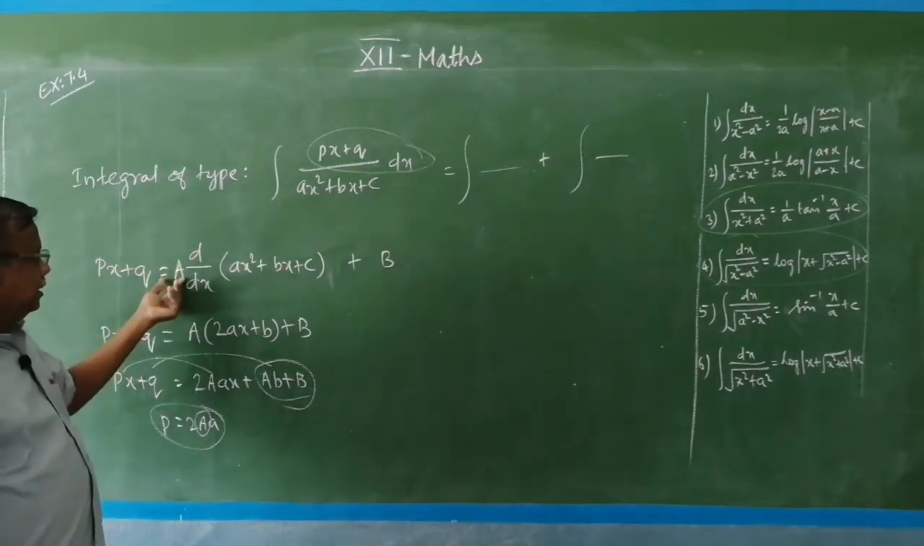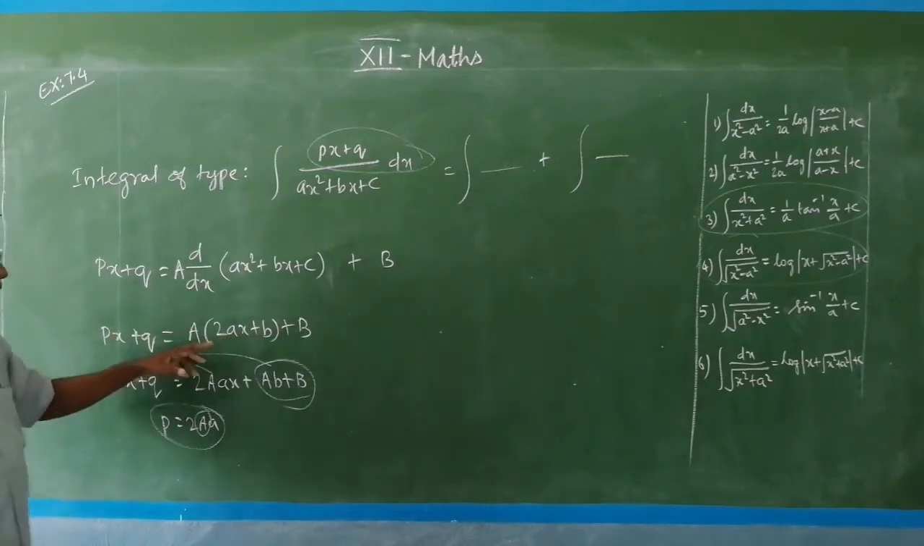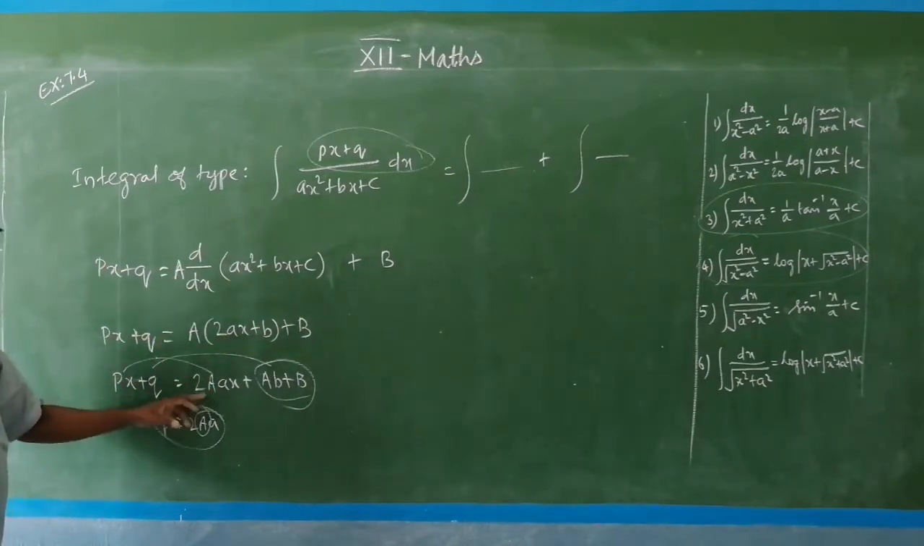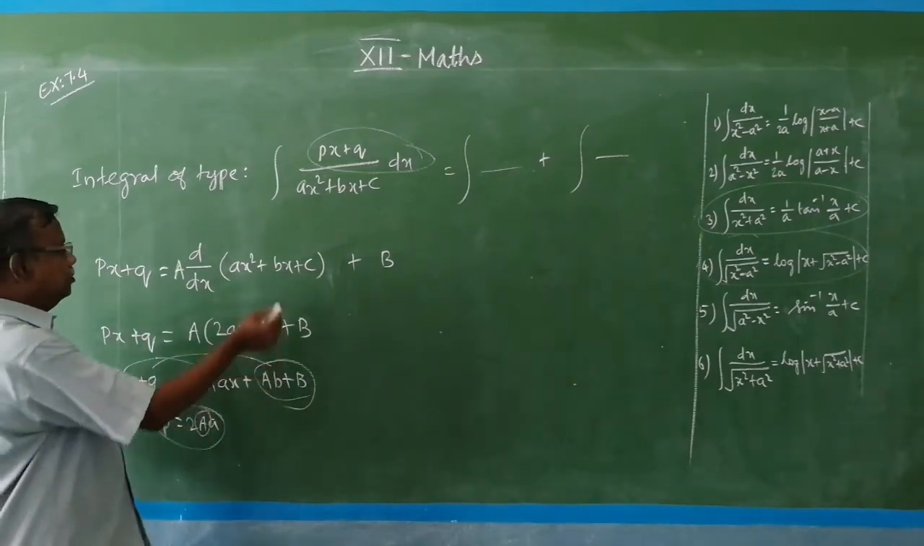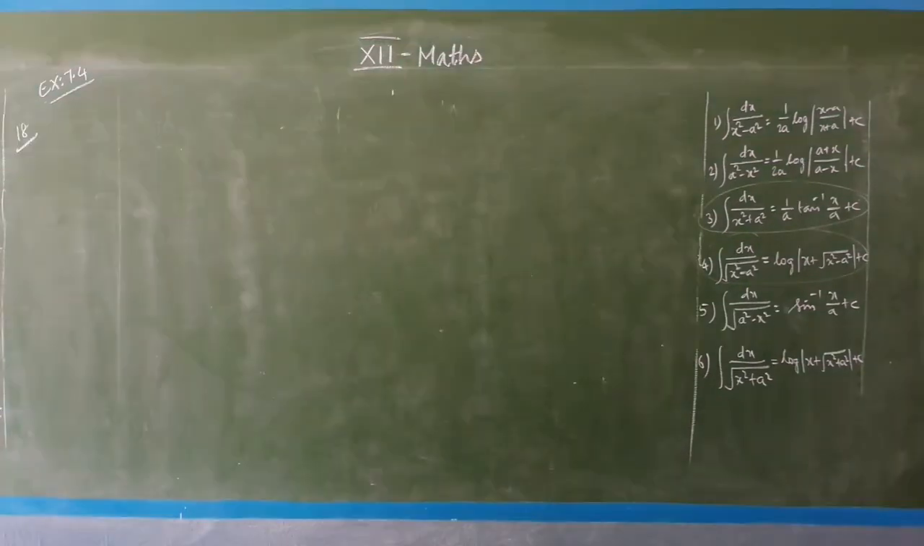The numerator is equal to a into the derivative of the denominator plus b. Differentiate the denominator and equate the x terms and constant terms, then you can find the value of a and b. So we can substitute like this.